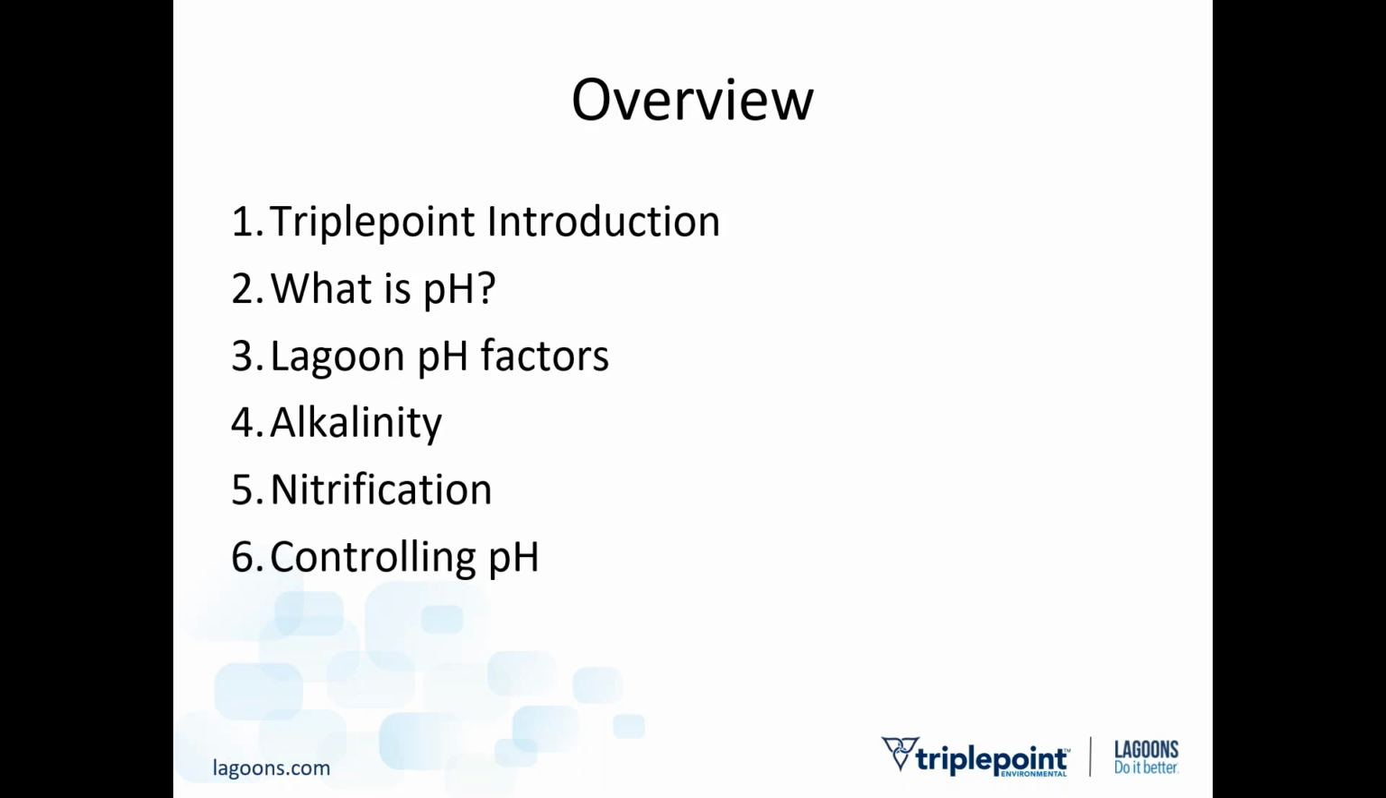Then we'll move into alkalinity, which is related to pH, but not exactly the same thing. Alkalinity is very critical for nitrification, the process of ammonia removal. So we'll go over that connection, why it matters, and how to calculate what you need. And lastly, we'll go over some methods of controlling pH in the lagoon and adding alkalinity if necessary.